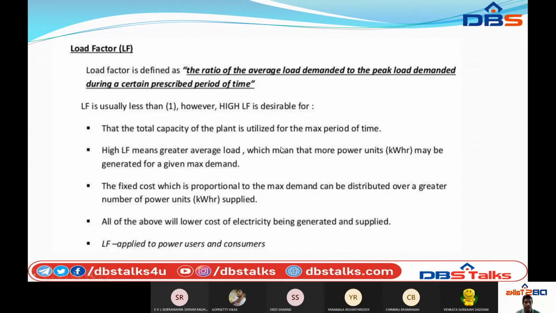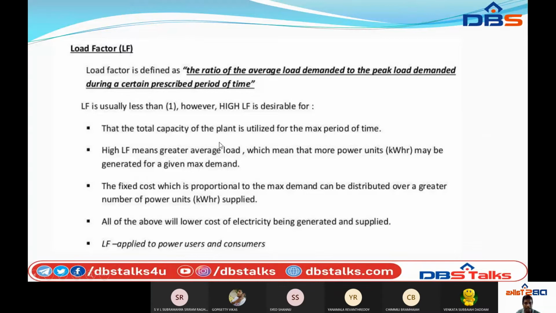In such cases, the plant is utilized for continuous periods. That means peak periods, peak loads. Higher load factor means greater average load. That means average loads also increase when higher load factors occur, which means that more power units, kilowatt hours, may be generated for a given maximum demand.